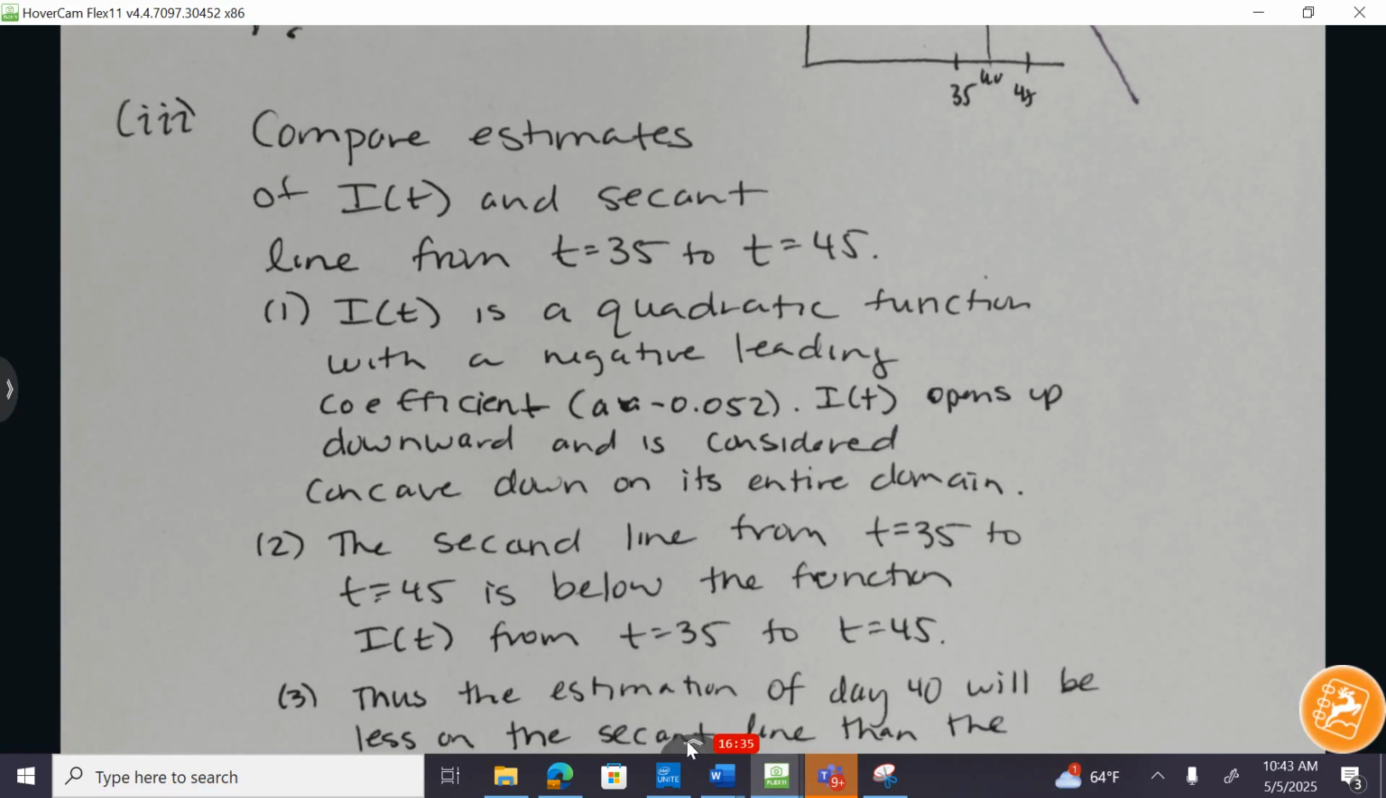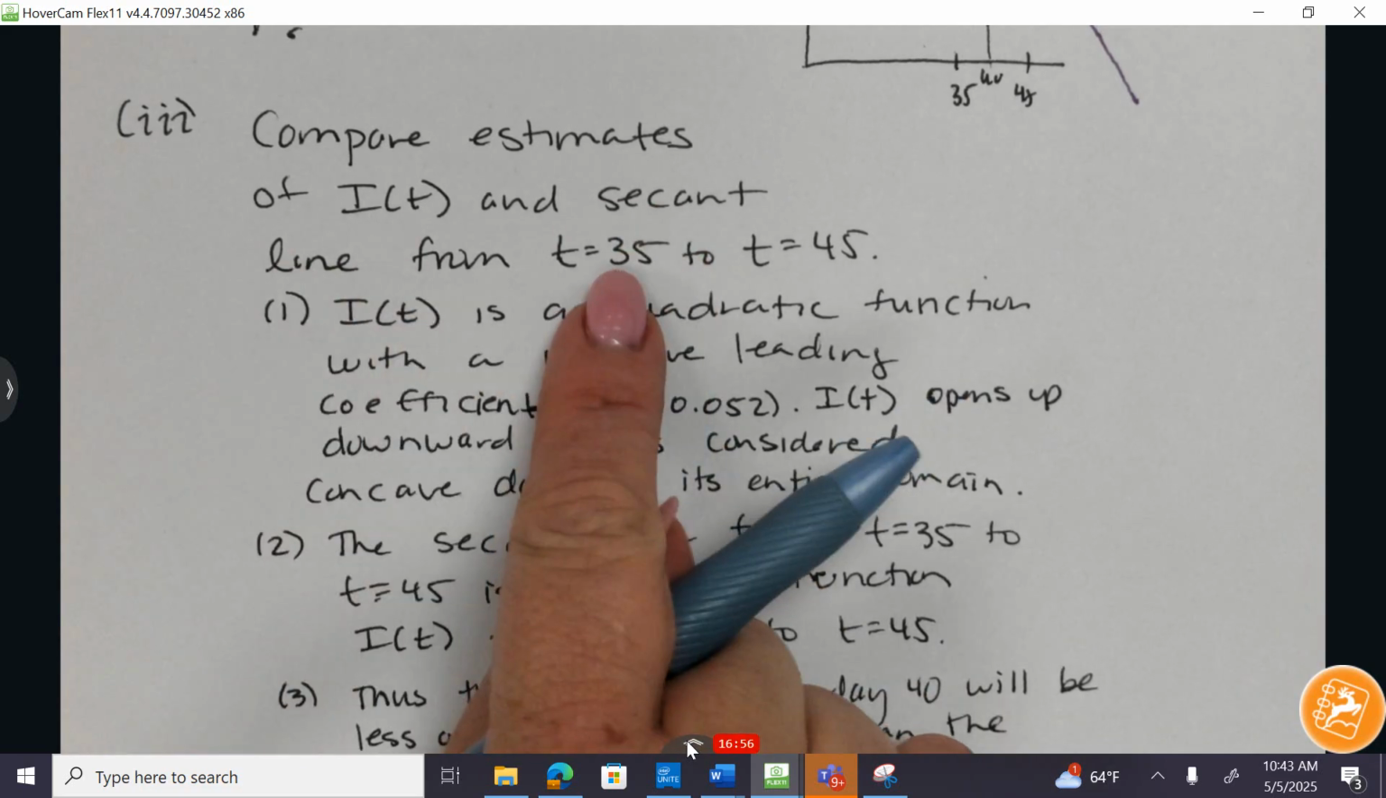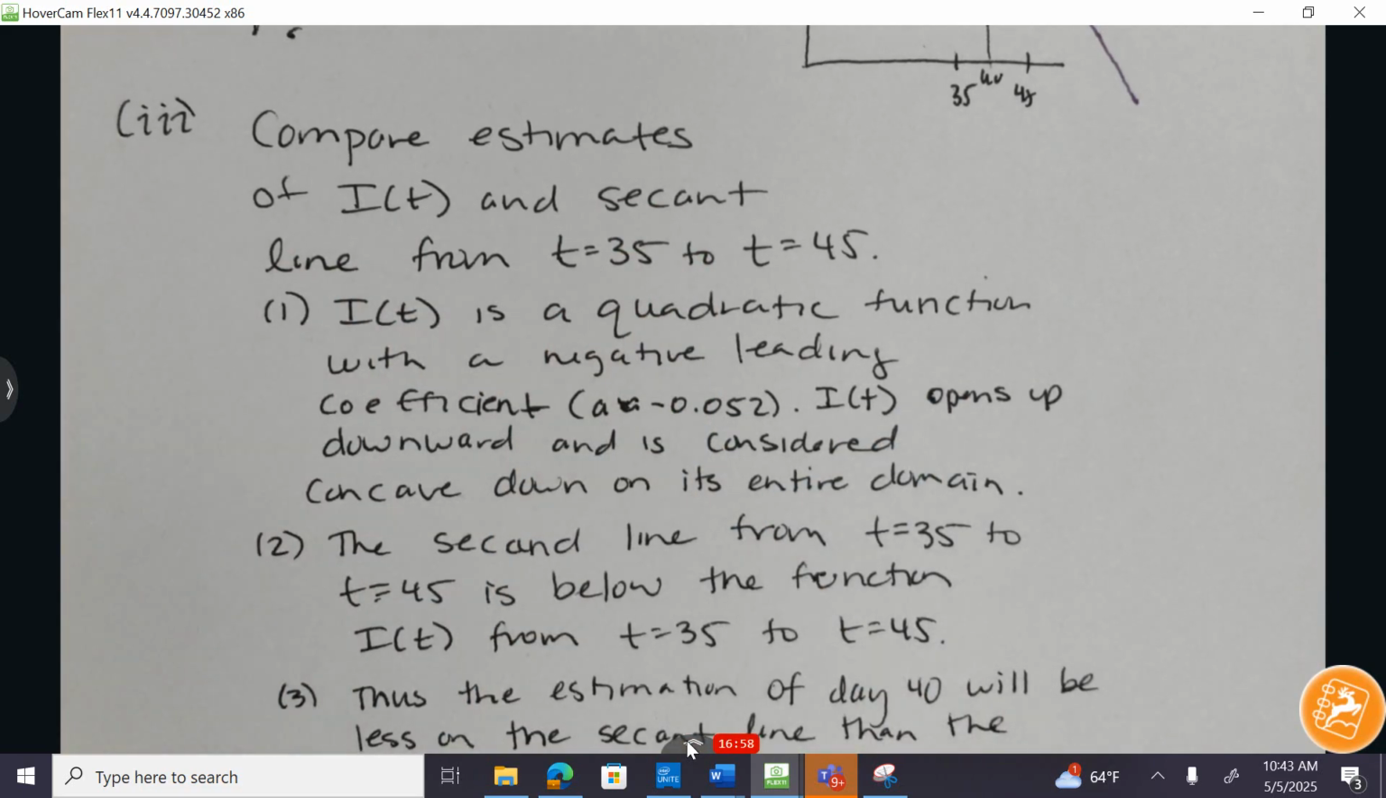Okay, so let's look at the third part of B. The third part of B says to compare the estimates from part B. So compare the estimate when t equals 40 for the secant line to when t equals 40 for the actual function that was provided for us where we identified the value of a, b, and c. So we can compare the function to the secant line specifically between t equals 35 to t equals 45.